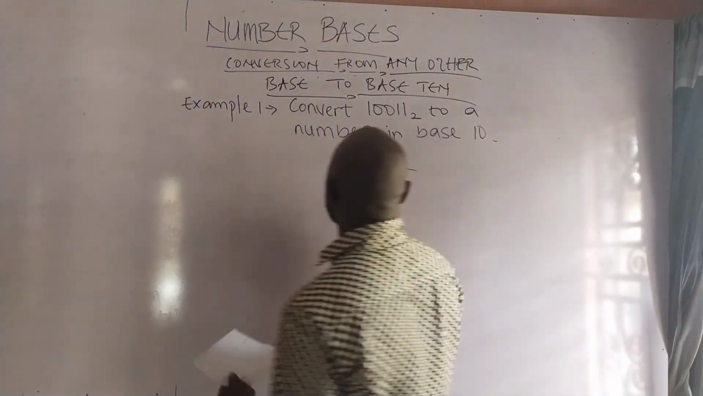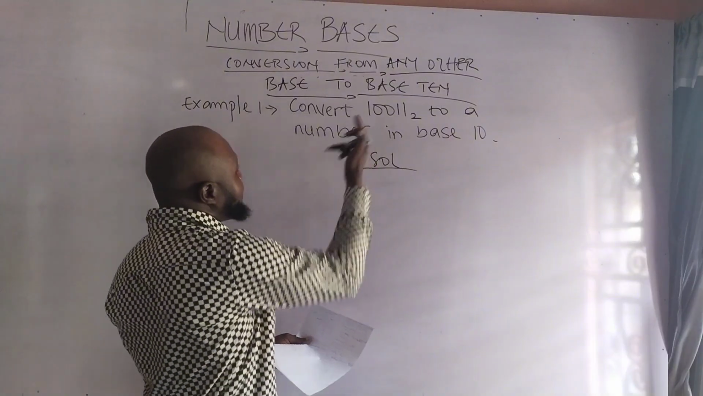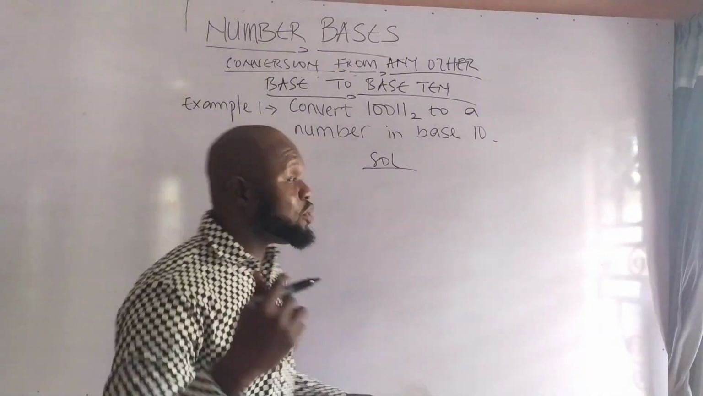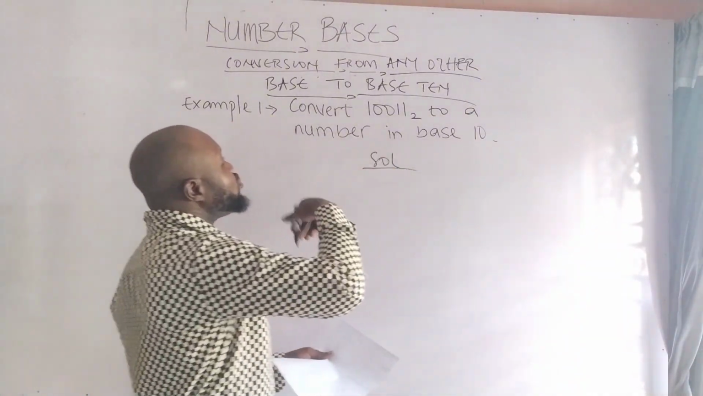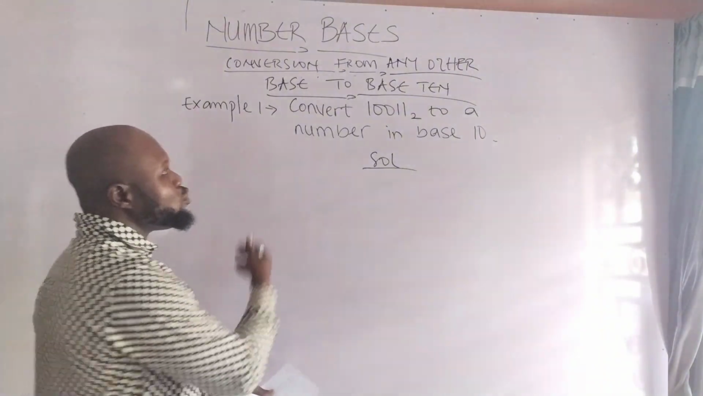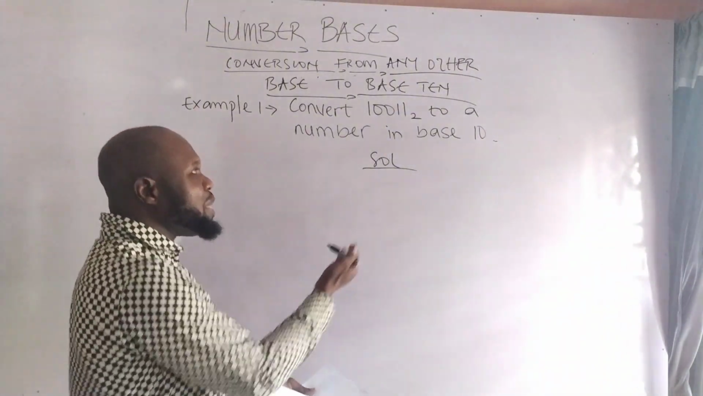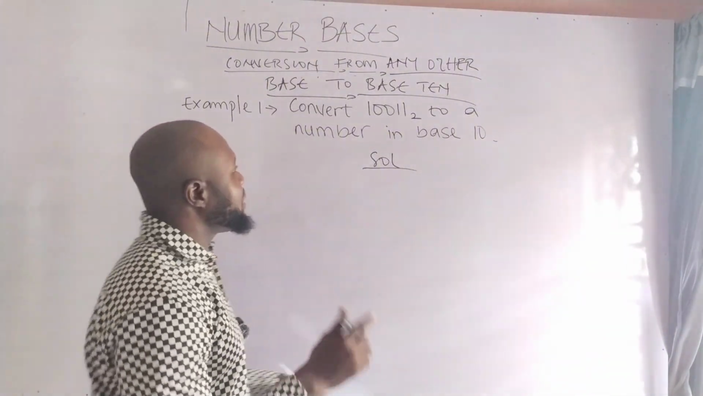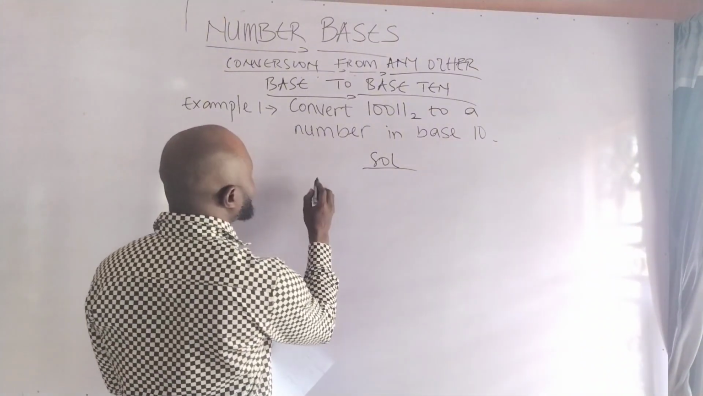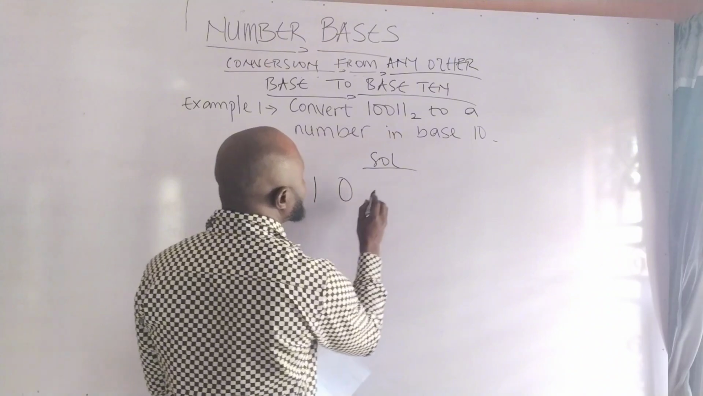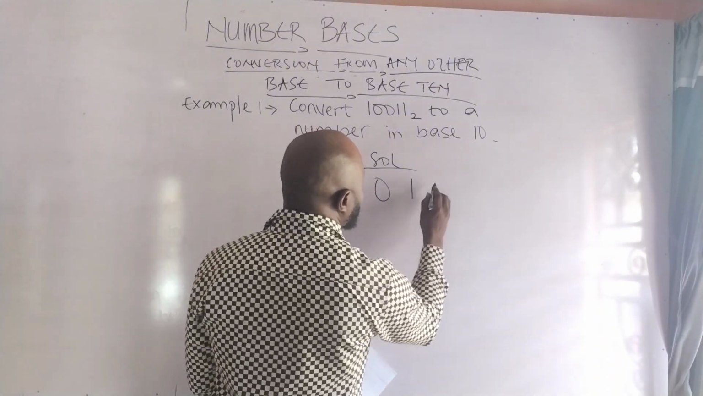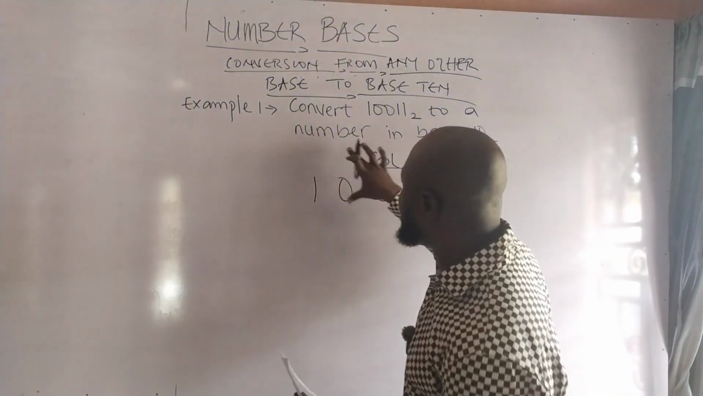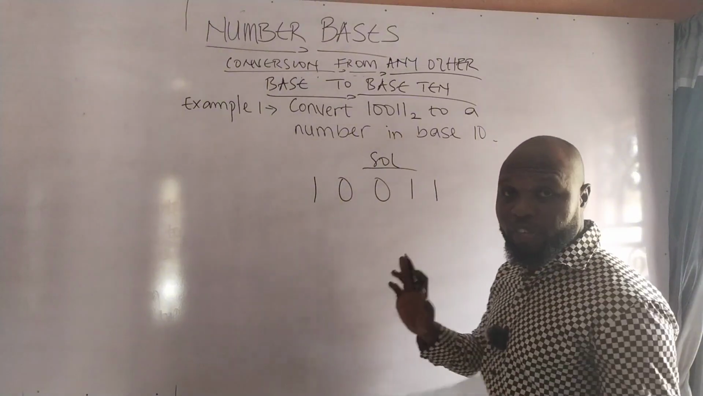If you remember the question we were given in the previous video, from base 10 to base 2, it is now in base 2 and I want to convert it back to base 10. How do we do that? Listen, write the number out: 1, 0, 0, 1, 1. In order to solve this question, I'm going to use two different methods.